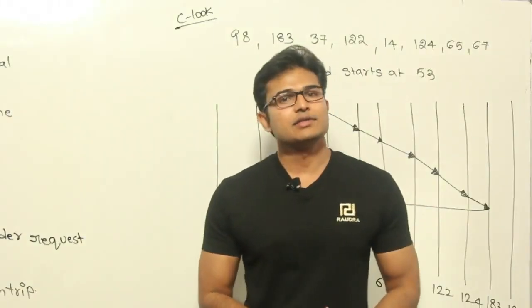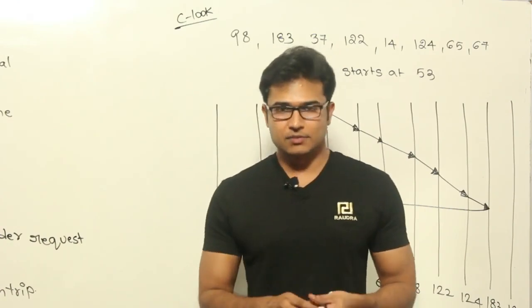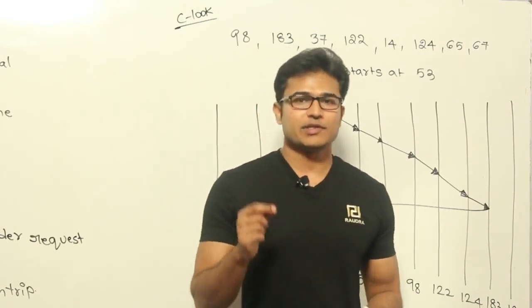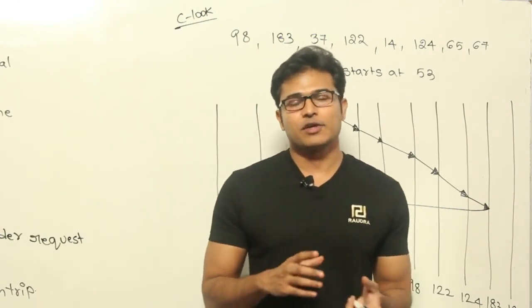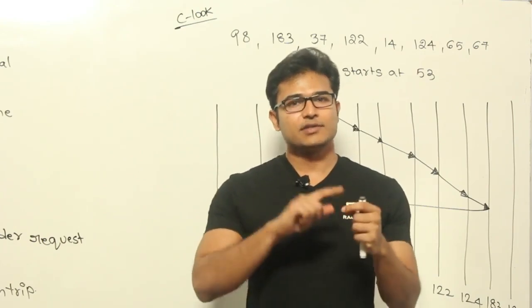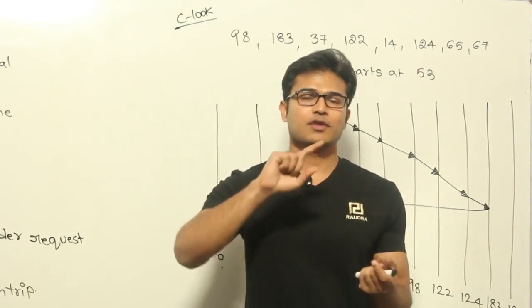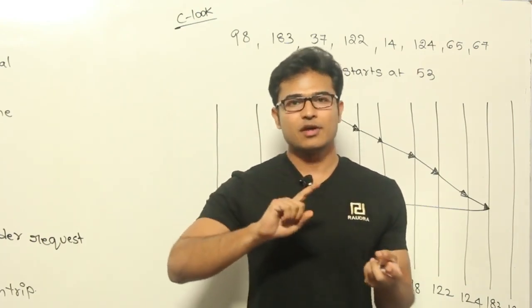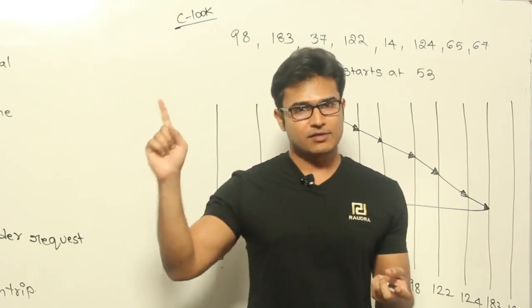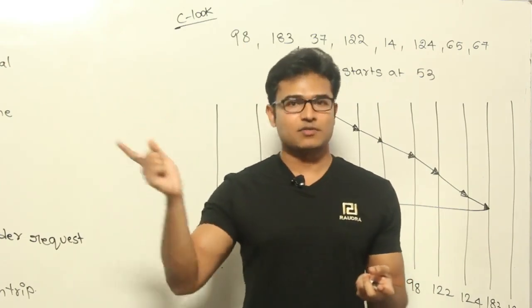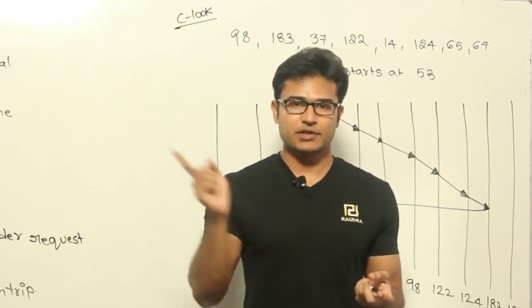Now C-scan and C-look, whenever I say C, it means that it is circular. So circular means we are going to consider the cylinder as if it is in a circular form. So whenever we start from anywhere, once we reach the end, then after the end we assume that the next one is 0. So that is why it is called circular, right?